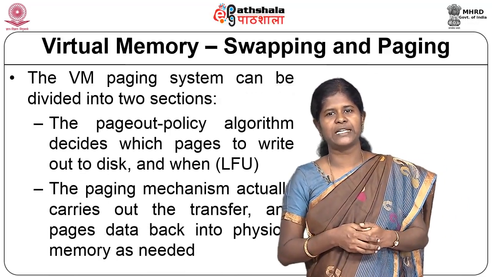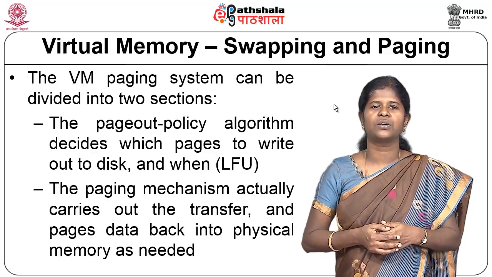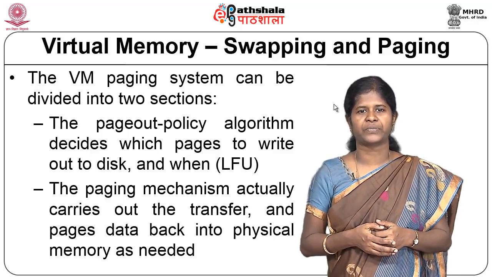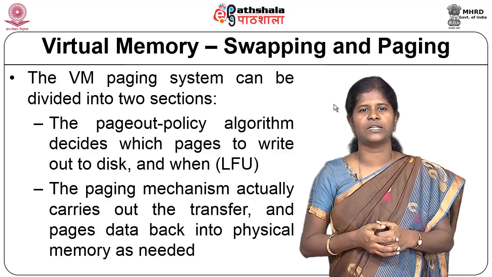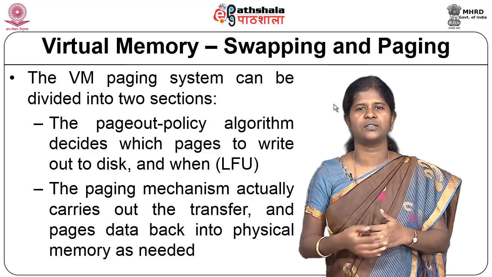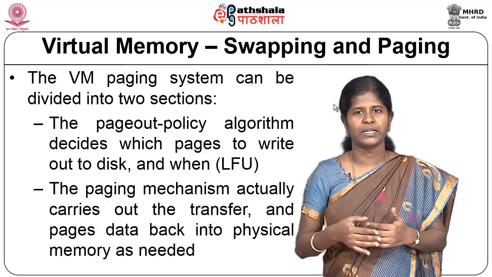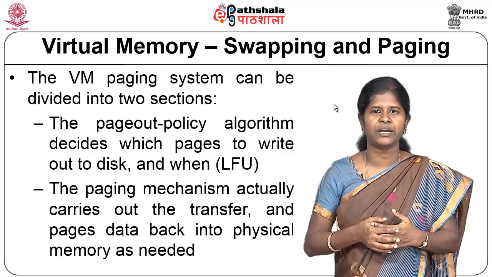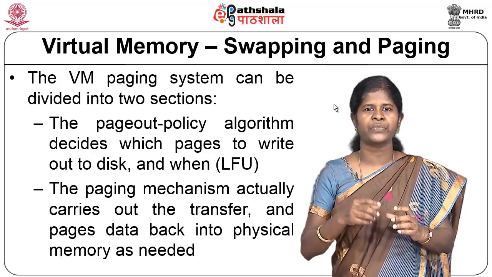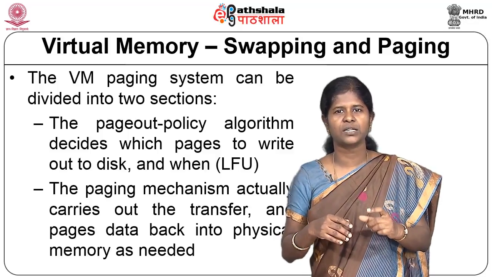So, the virtual memory paging system is now divided into two sections. One is the page out policy that needs to be used, and the second is the paging mechanism. What do you mean by this page out policy? Say whenever pages have to be written to the disk or moved to the disk. Say you want to bring a page into the physical memory, but there is not enough space in the physical memory, then you need to choose one page which is currently kept in the physical memory and move that to the secondary storage device. So, which page is chosen?